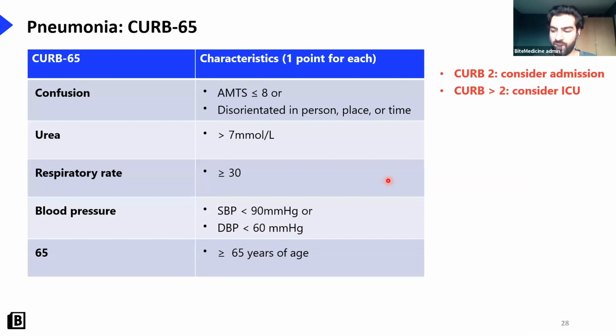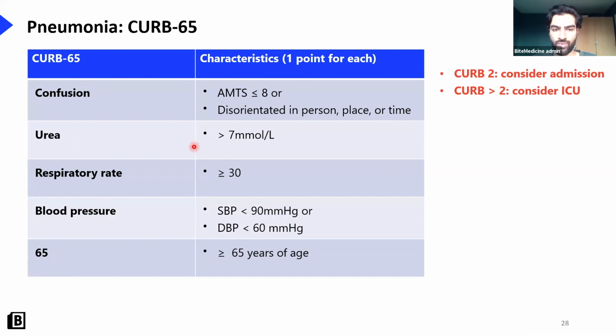So CURB score, very important in determining management. CURB-65: confusion, urea, respiratory rate, blood pressure, 65. You score 1 point for each of these. So confusion is defined as an AMTS of less than or equal to 8, or if you can simply see that they're disorientated, then the patient is confused.